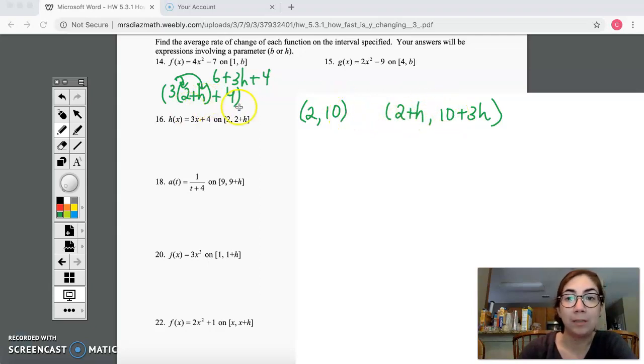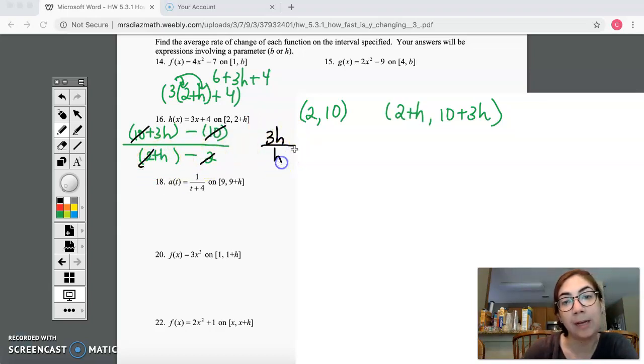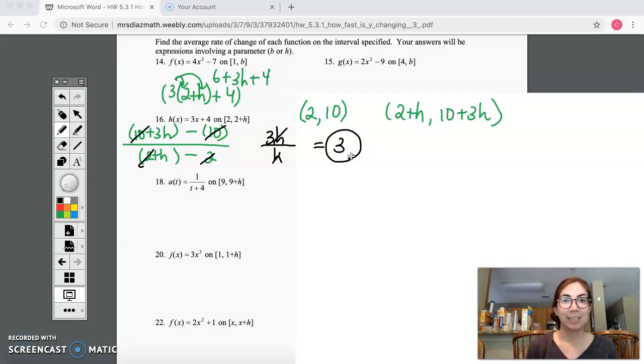And now we're going to do y2 minus y1 over x2 minus x1. So for this one, it's going to be 10 plus 3h minus y1, which is 10, all over 2 plus h minus 2. What you should notice is the 10s are going to cancel here. You're left with 3h over, the 2's cancel here, over 1h. The h's cancel and we're left with the number 3. So for 16, the rate of change is going to be a solid 3.